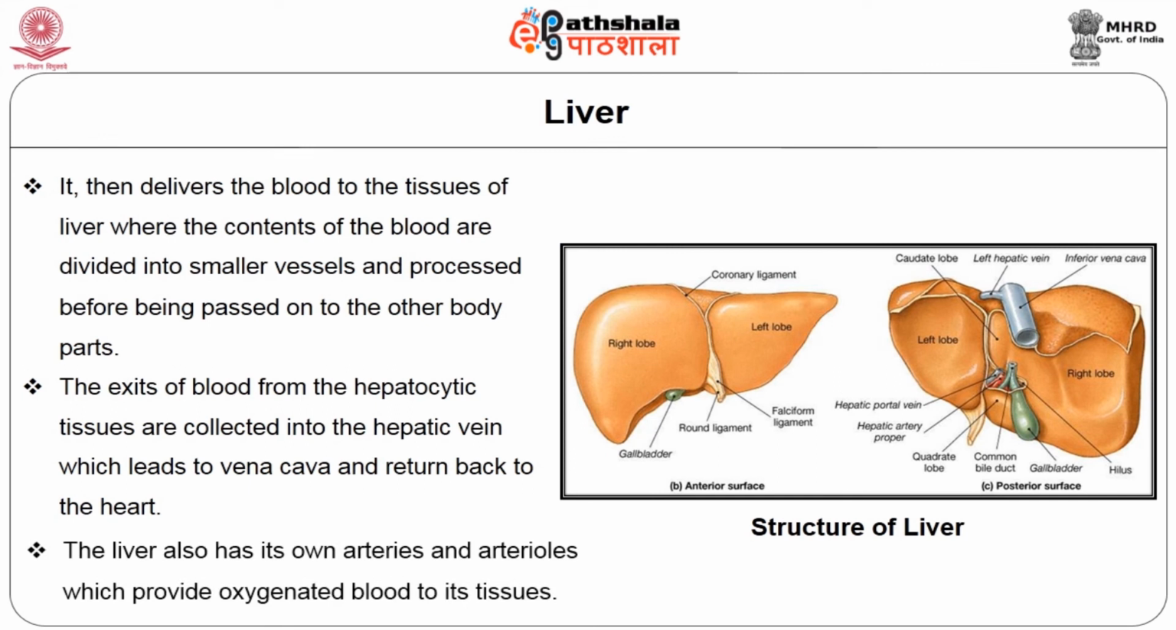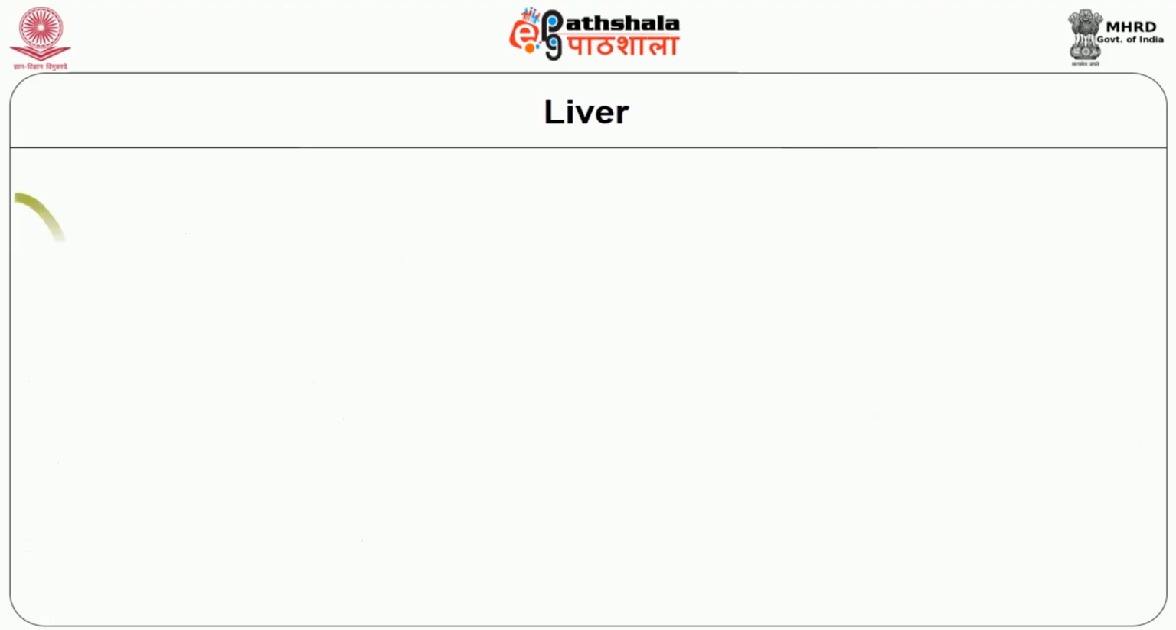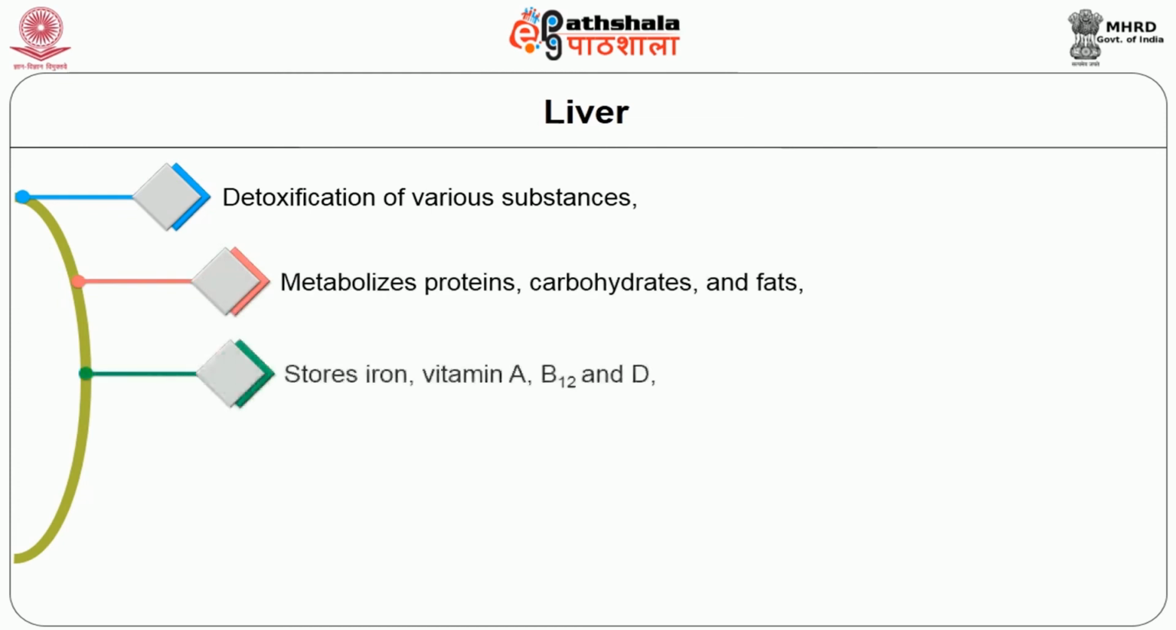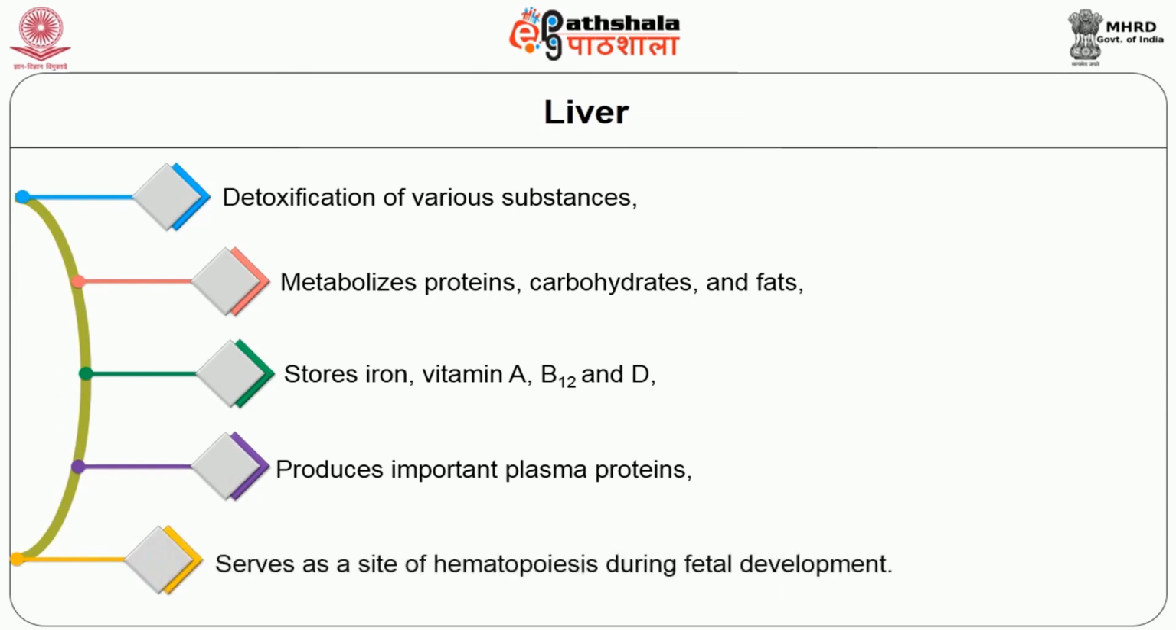The liver also has its own arteries and arterioles which provide oxygenated blood to its tissues. The liver, being the most vital organ of the body, performs many functions such as detoxification of various substances, metabolizes proteins, carbohydrates and fats, stores iron, vitamin A, B12 and D, and also produces important plasma proteins, and also serves as a site of hematopoiesis during fetal development.